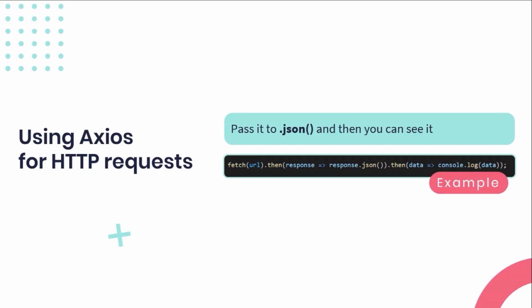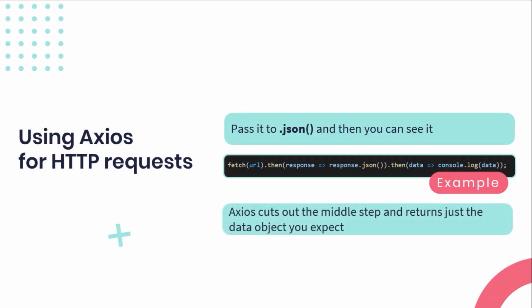So by using Axios, you can cut out the middle step of passing the result of the HTTP request to the .json method. Axios returns the data object you would expect.